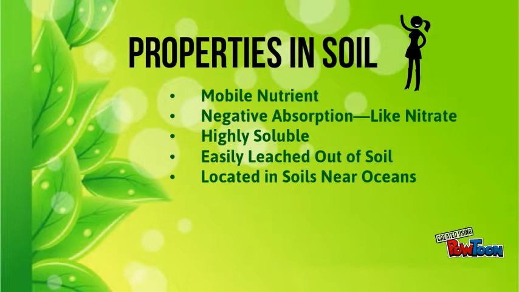Chloride is a mobile nutrient and, like nitrate, has negative absorption with soil particles. Also, chloride ions are highly soluble in soil solution and are easily leached out of soil because of this negative absorption. Lastly, I wanted to mention that the areas that have the highest chloride availability are located near oceans that contain salt water. This is because the salt is evaporated and is supplied through rain.